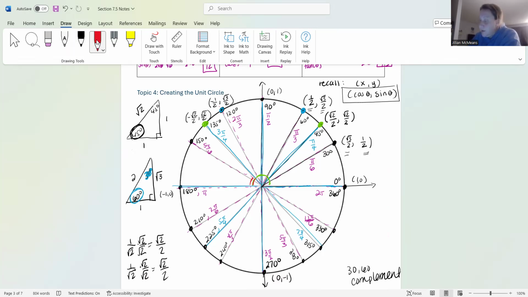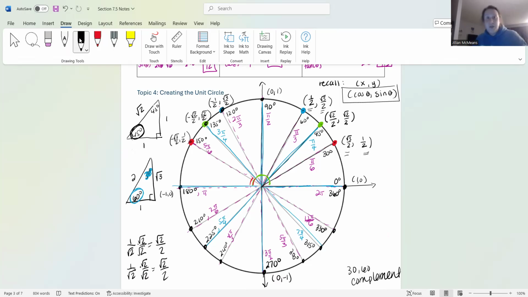Now, this point right here and this point right here are going to match, but we have to acknowledge that we're in quadrant two where cosine is negative and sine is positive. So we get, in this case, negative root 3 over 2 and then 1/2. And then we can do the exact same thing.